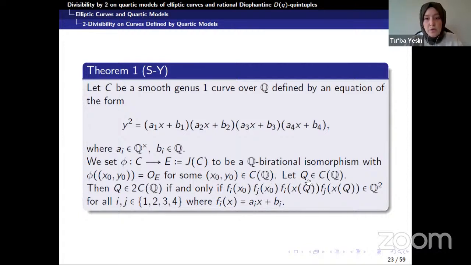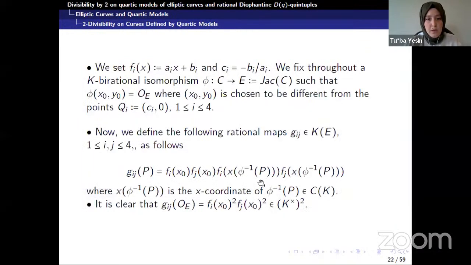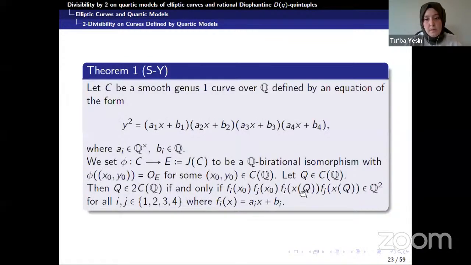If you take any point Q on this quartic model, and if you want to say this Q is a double point, here is the criterion. This point is a double point if and only if this product is a square in the rational numbers for all i, j. Okay, that's why we put this one. Actually, we defined Gij for the proof of the main theorem, but I will not be able to give the whole proof. We use this Gij to prove some propositions before this theorem, but I just wrote it here. This is exactly the same as here.